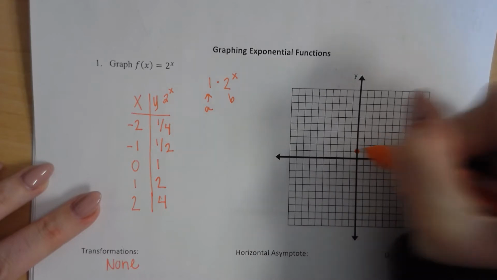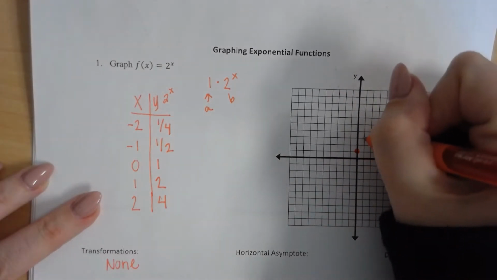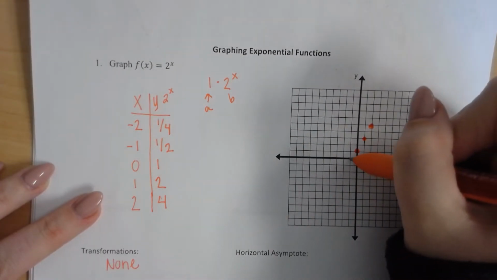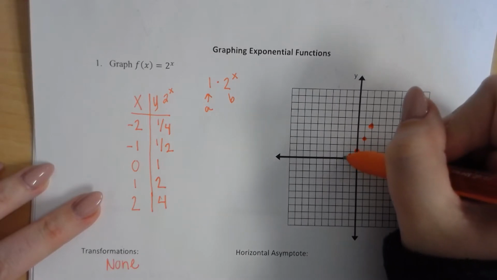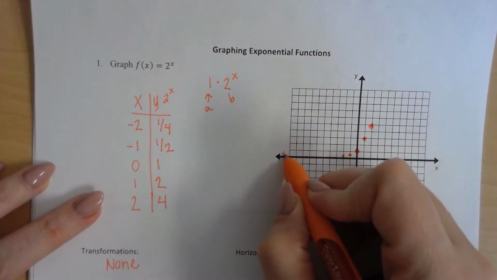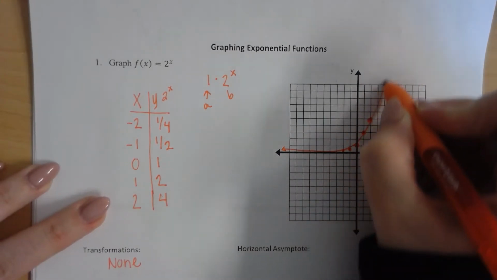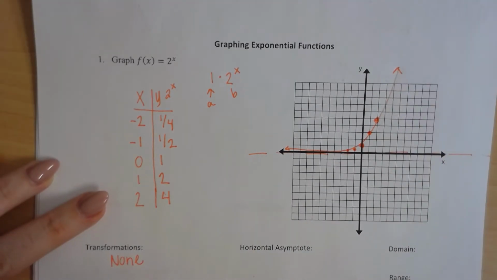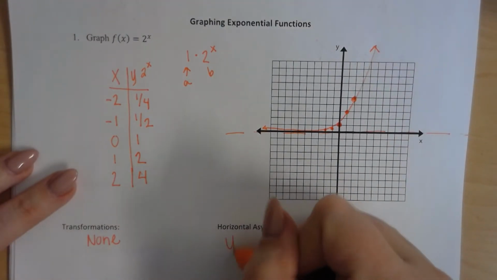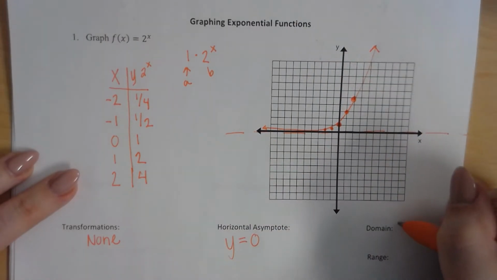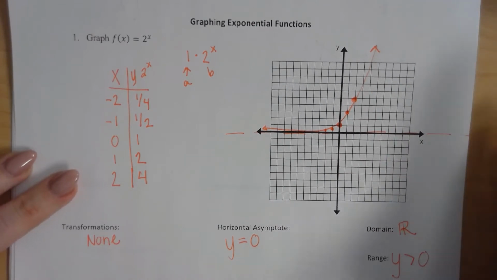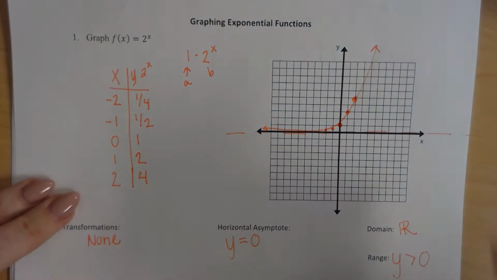We've got (0, 1), (1, 2), (2, 4), (-1, 1/2), (-2, 1/4). So our graph looks like this, with our horizontal asymptote being at y equals 0. So our horizontal asymptote is at y equals 0. The domain is all real numbers, and the range is that y has to be greater than 0. Okay, so this is very basic. No transformations are happening here, so very basic graph.